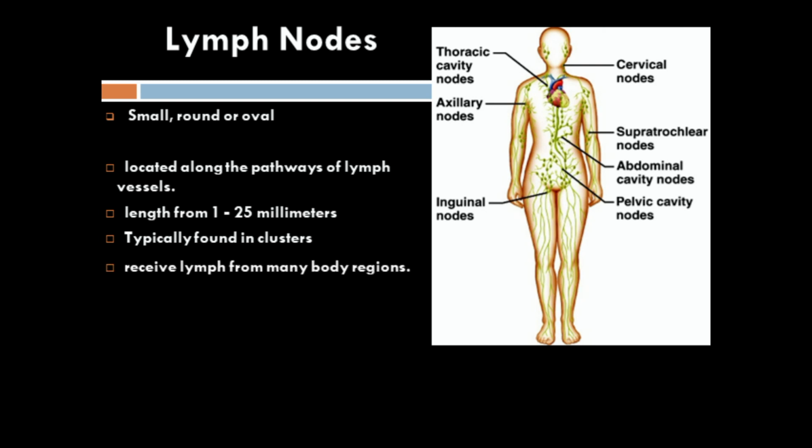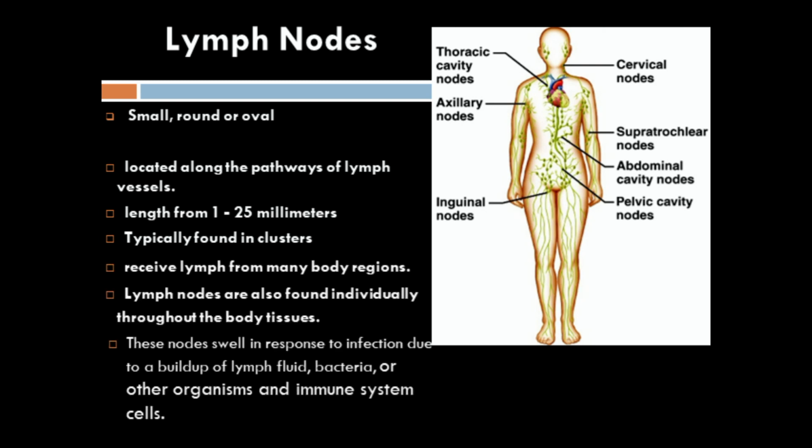Wherever the lymph vessels go into the body, there will be the presence of lymph nodes, right. The length is between 1 to 25 millimeters, and they are typically found in clusters that receive the lymph from many body regions. These lymph nodes are also found individually throughout the body tissues. When you take the human body, in all the parts there will be the presence of lymph nodes. I have shown it in the picture.